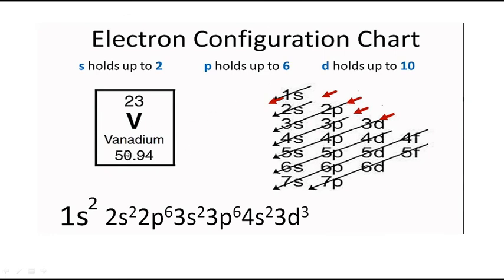Okay, next coming to vanadium. The atomic number is 23. So first you can write 1s, 2s, 2p, 3s, 3p, 4s and 3d. So for s, 2 electrons, s 2 electrons, p 6 electrons, 3s 2 electrons, 3p 6 electrons, 4s 2 electrons. So totally 20 electrons I have filled.